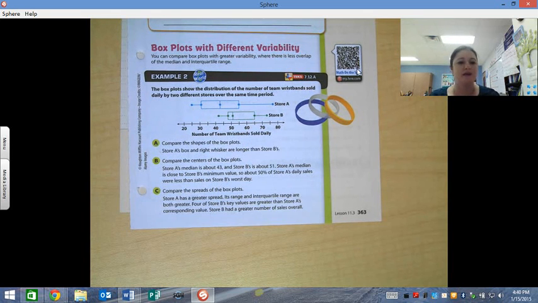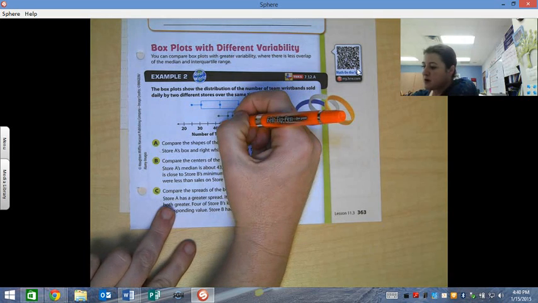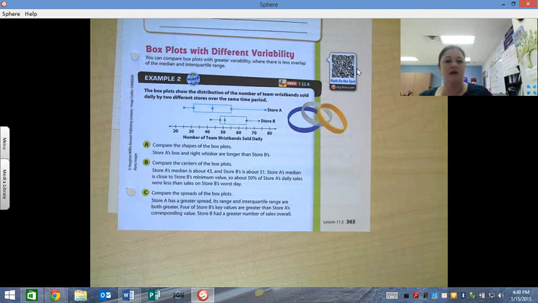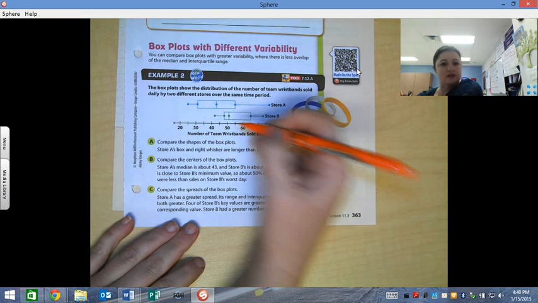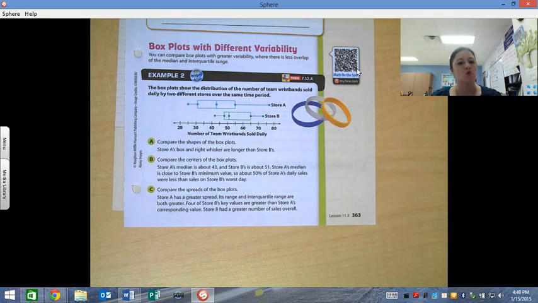So then step B says compare the centers of the box plots. Store A's median is right about 43. It's going to be about right here in the middle. And store B's is about 51. So we go to our median. Remember, this one in the very center. And it's going to end up right here, which is right about 51. Store A's median is close to store B's minimum value. So about half of store A's daily sales were less than sales on store B's worst day. That's a pretty big difference.